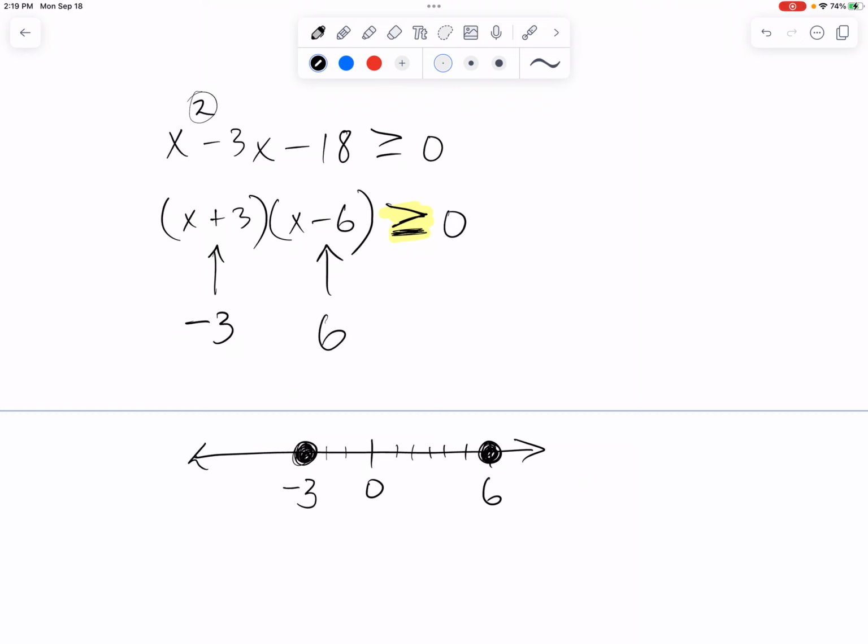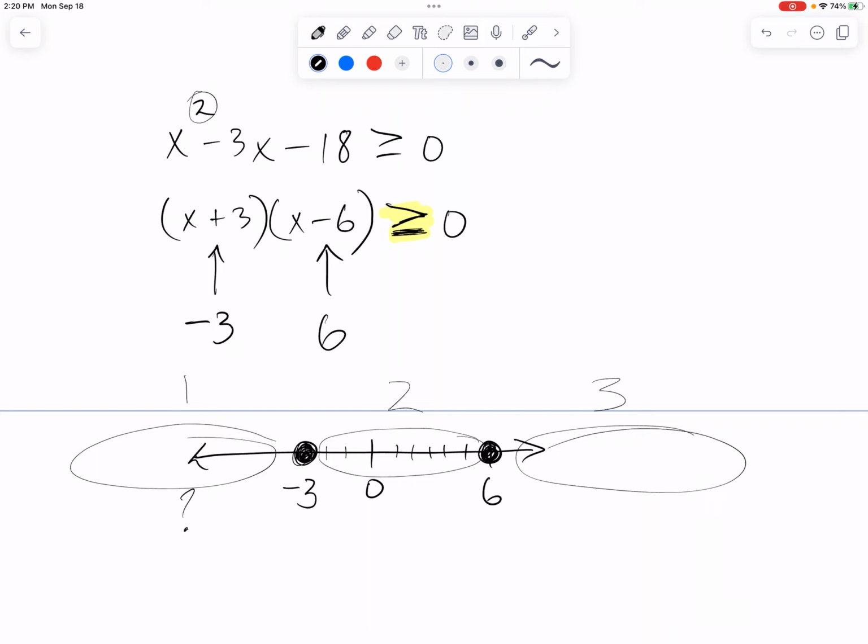Now, here's the thing, though. This is not a linear inequality. This has 3 chunks of the number line now. See, there's all this stuff that's less than -3. What's up with that information? What's up down there? There's all the information between -3 and 6. What's up with that? And then there's all the information that's greater than 6. I don't know. So what I'm about to show you is called number line analysis.